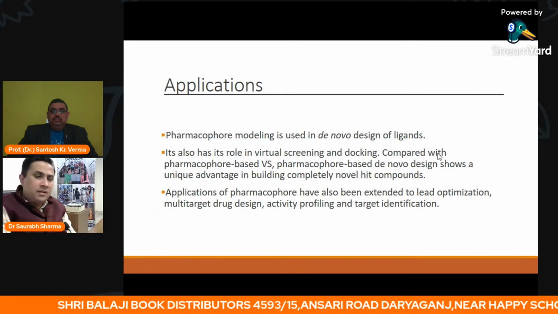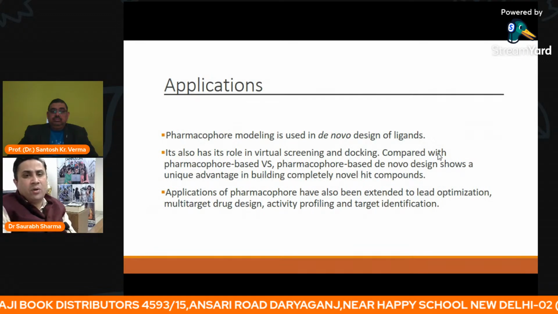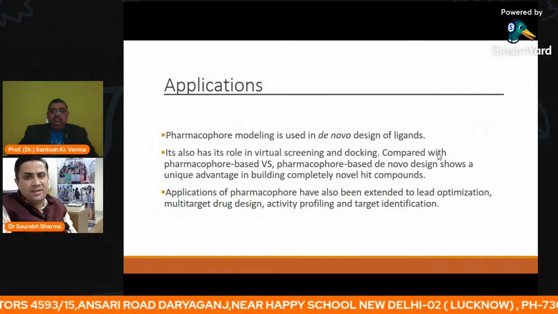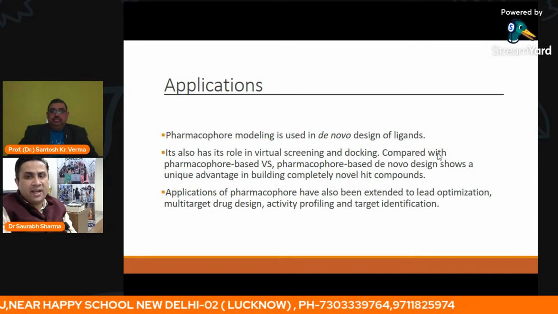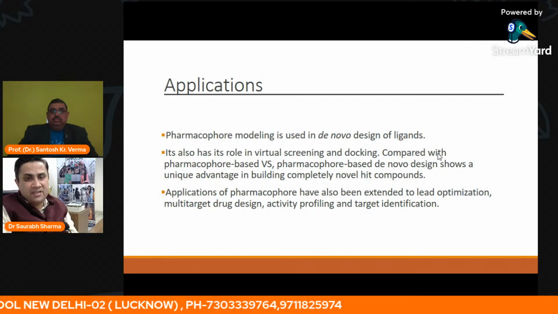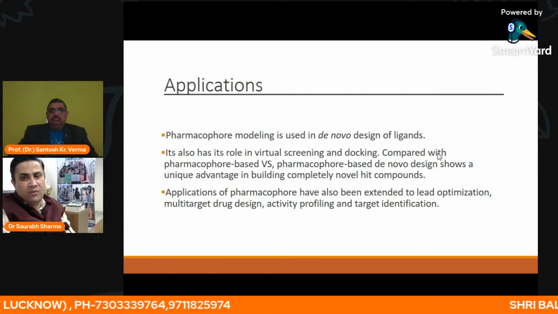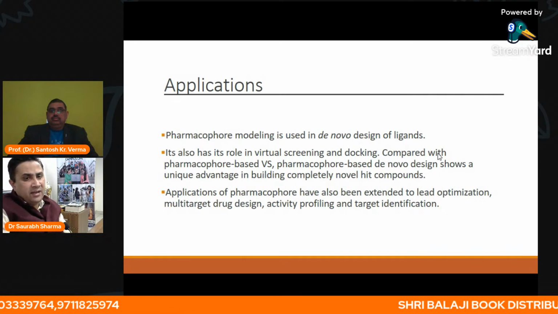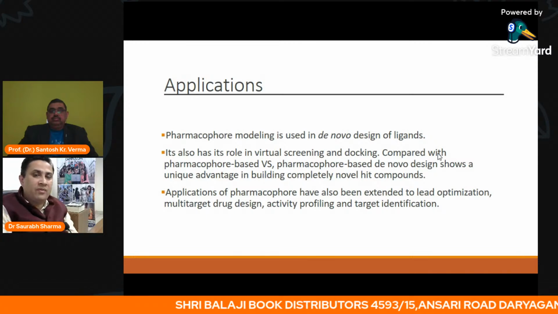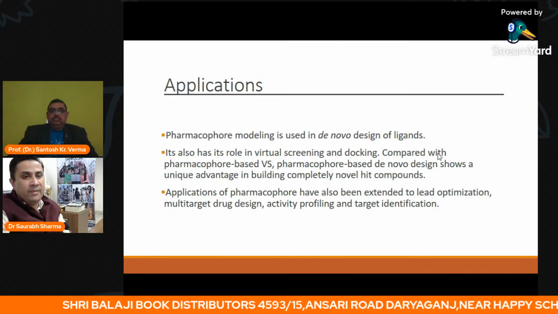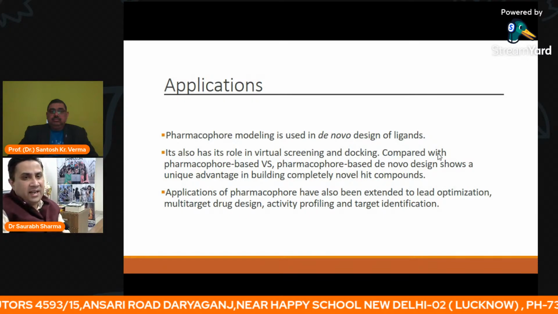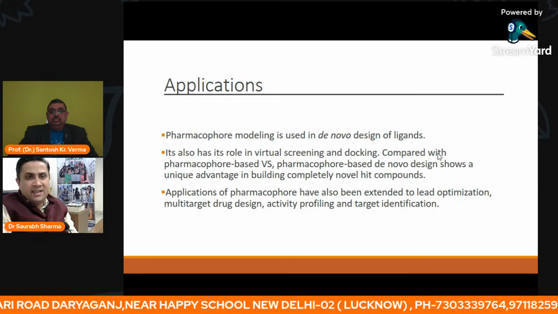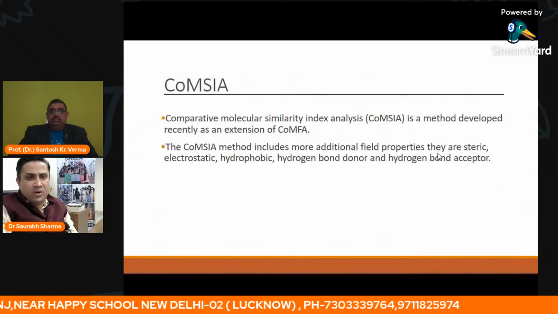Now, the main application of pharmacophore modeling is in de novo design of the ligands. It also has its role in virtual screening and docking. Compared with pharmacophore based virtual screening, pharmacophore based de novo design shows a unique advantage in building completely novel hit compounds. The applications of pharmacophore have also been extended to lead optimization, multi-target drug design, and activity profiling and target identification. So I think these are some of the approaches that we have focused on.